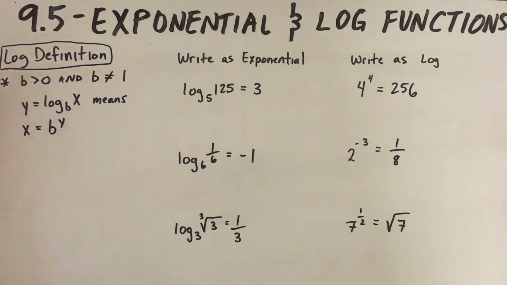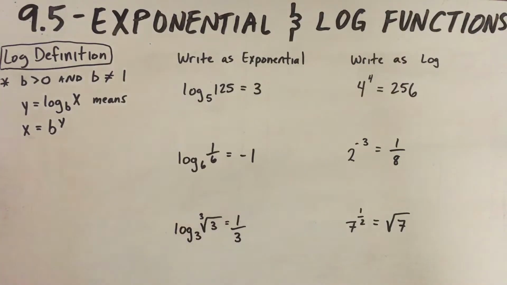So what we need to know is this definition again. For a log, we need to make sure that the base is greater than 0 and that the base doesn't equal 1. And that's because we need a positive argument. Okay, the base is called the argument. And we need it not to be 1 because 1 to all those different powers is just 1.